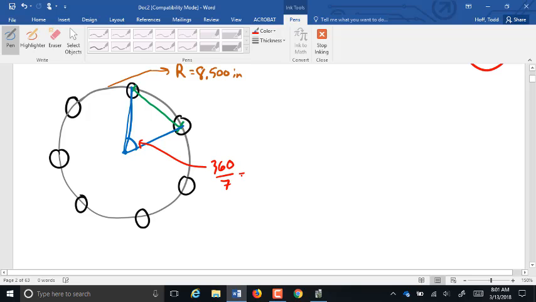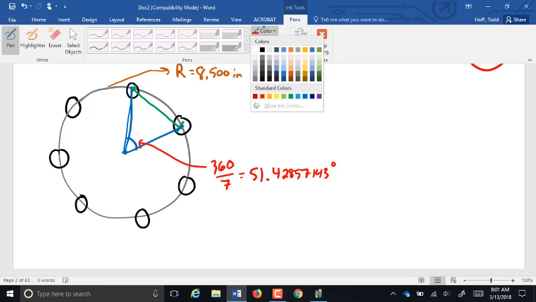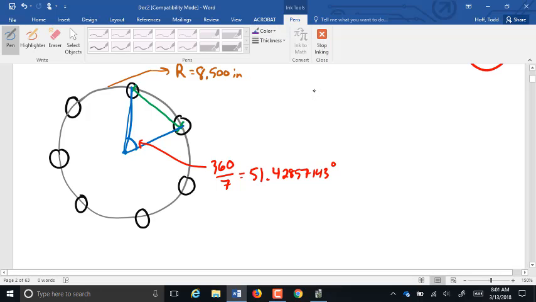360 divided by 7, which is going to give us 51.42857 degrees. Correct? Sure. Okay. Well, do I have any right triangles there? Not right now, I don't. But I can make one.